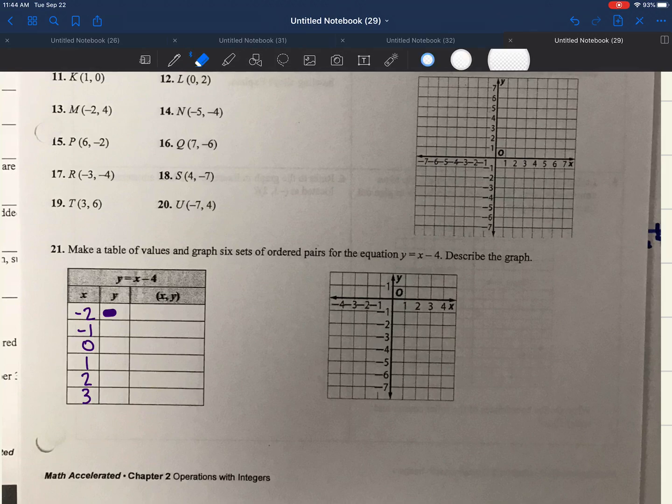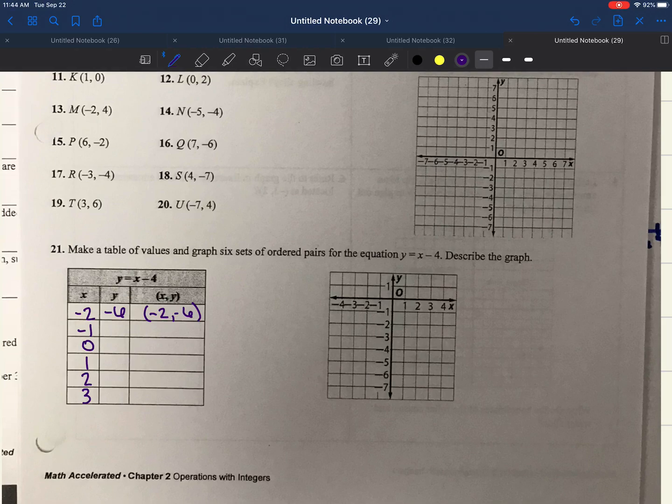Sorry, I forget every time I zoom in. You still want to put parentheses. Now, hold on. So, I got the y value for that. What would I write right next to it? -2, -6. I'm going to write my ordered pair. Can I go ahead and graph that ordered pair? Yes.